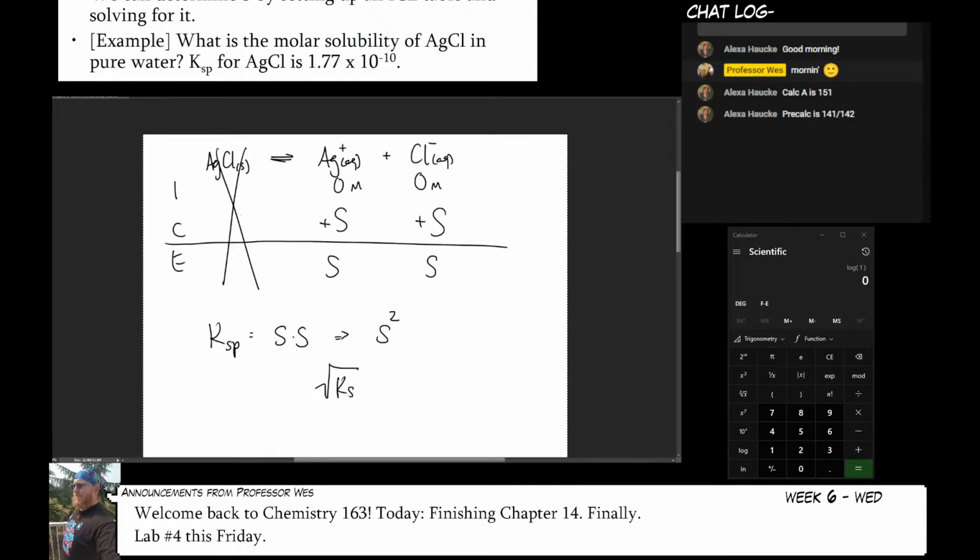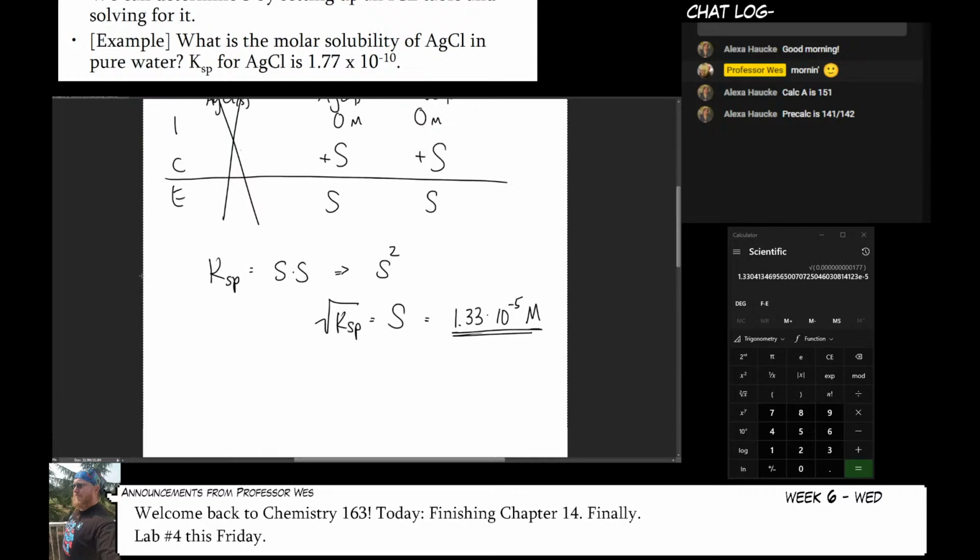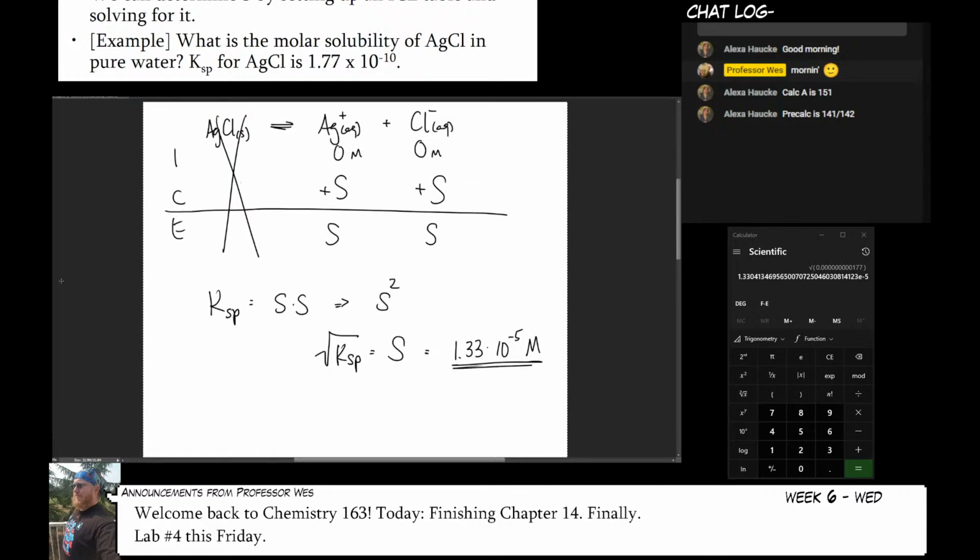So the square root of KSP should just be our S, which would equal... So if KSP was 1.77 times 10 to the minus 10, and then we square root that, that would be the concentration of each of the ions in our solution. And they have to be equal. Like, they can't be different. There's no way they would be different, because for every one of these I make one of these too. So they have to be the same.